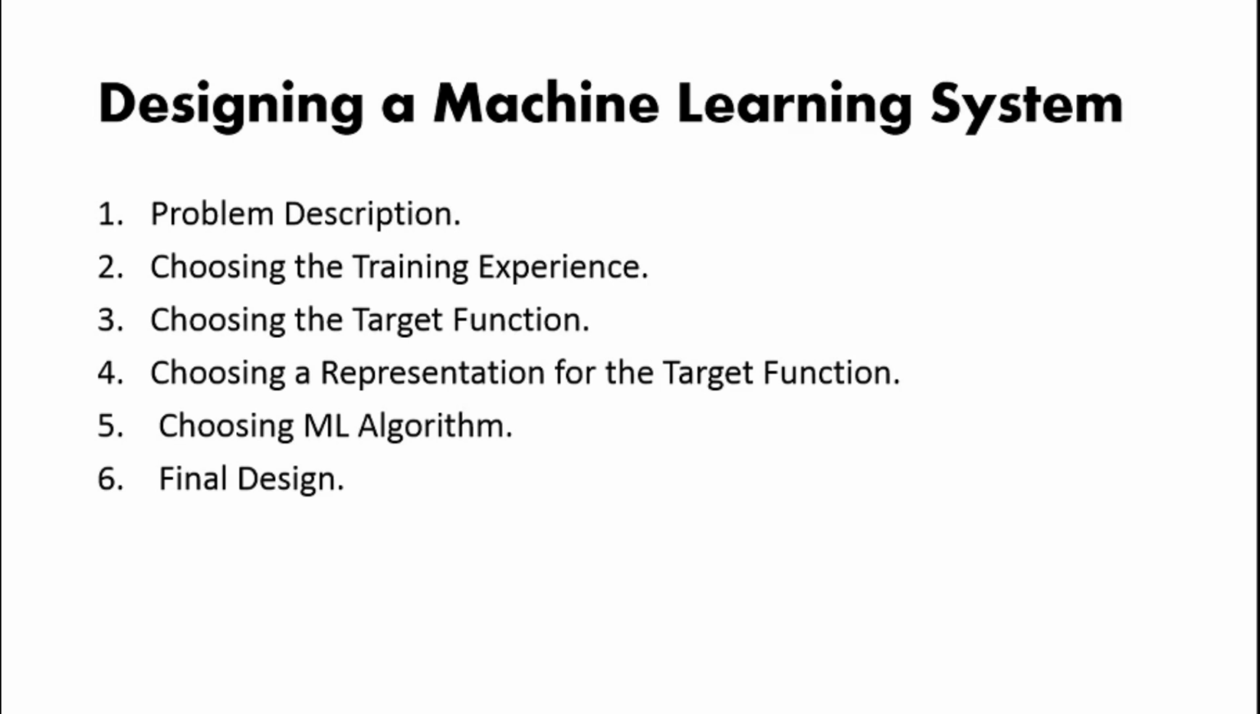Now basically you want to design a machine learning system. You have a problem description, you choose the training experience, you choose the target function, and then you choose a representation for the target function. You choose your machine learning algorithm, and then you get your final design.